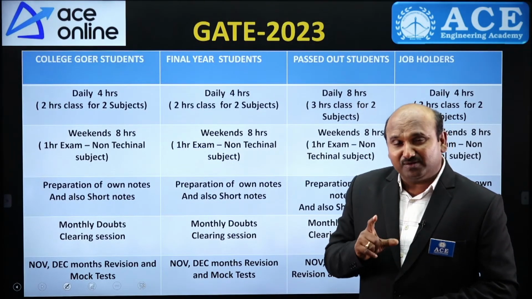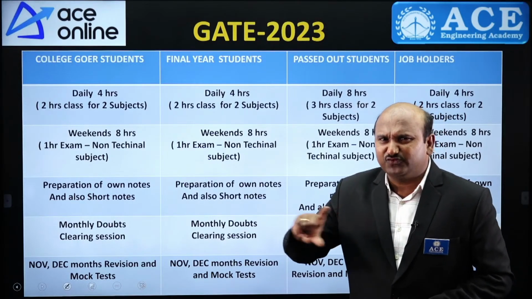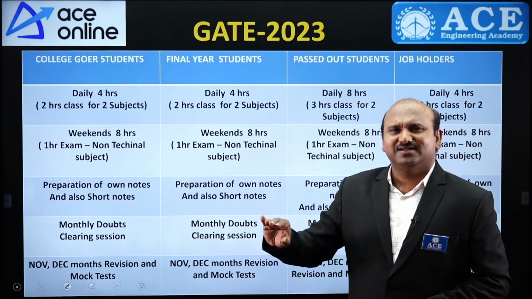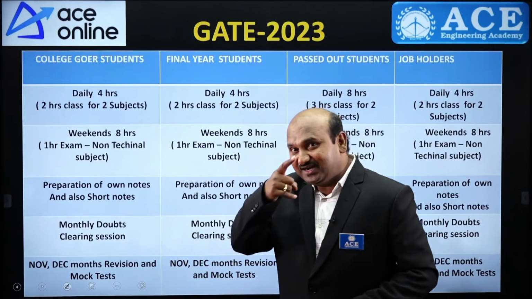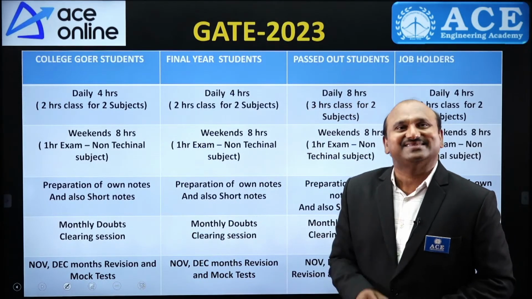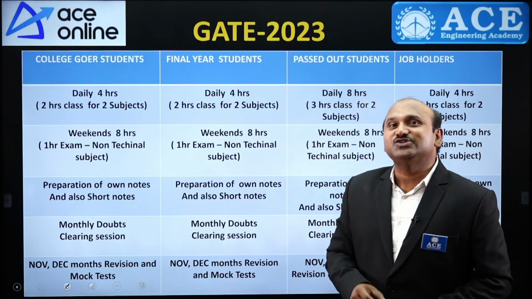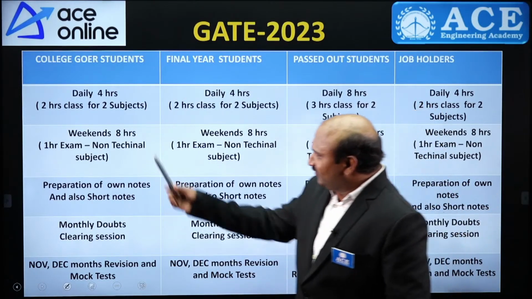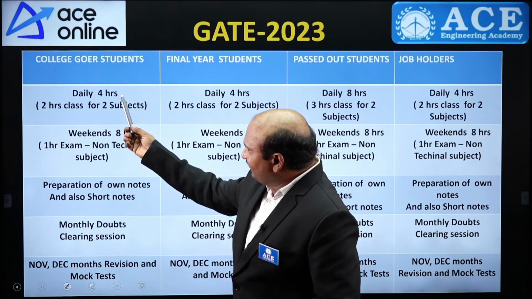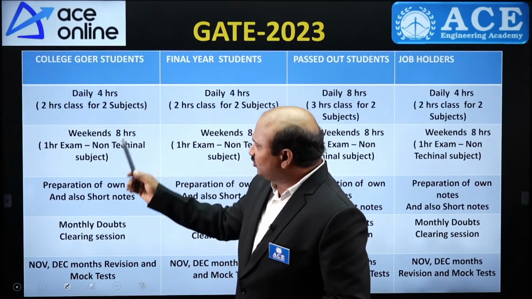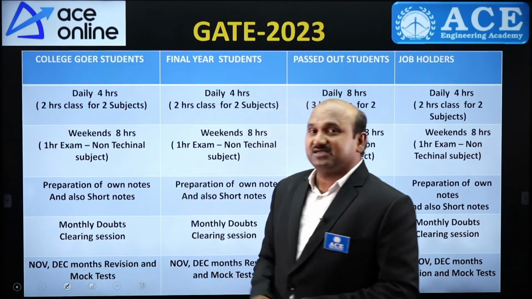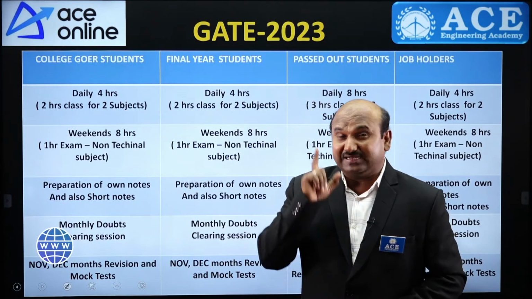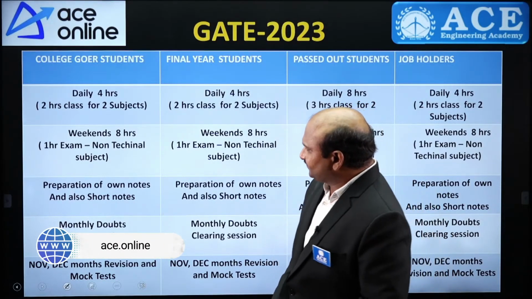Right? Apart from this, startup companies offering 3 lakhs, 4 lakhs, don't do that. Target with this, then definitely you will get admission in good IITs, and you will reach your dream. Now, coming to this: daily 4 hours, 2 hours for 2 subjects, weekends 8 hours, and 1 hour for an examination also. That exam is very important here.